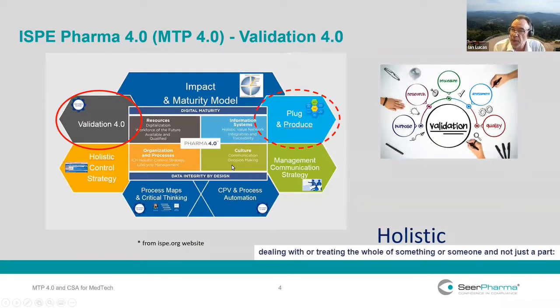So here's ISPE Pharma 4.0. I don't know if you know of ISPE, but they have this framework where they have working groups around the world that are looking at this topic called Pharma 4.0. And really, it's a misnomer, because if you see that and you're in the MedTech industry, you probably think, well, it's not applicable to me. But it's equally applicable to anybody.